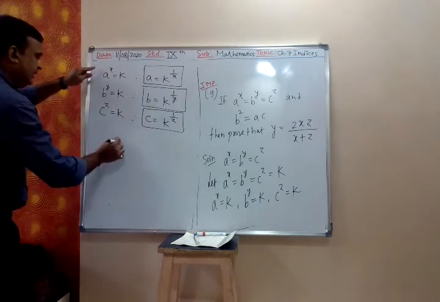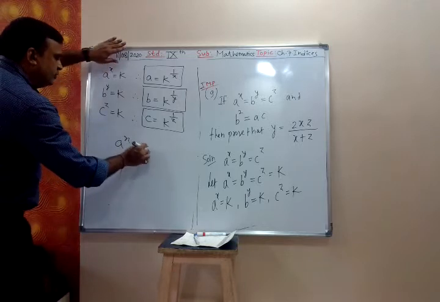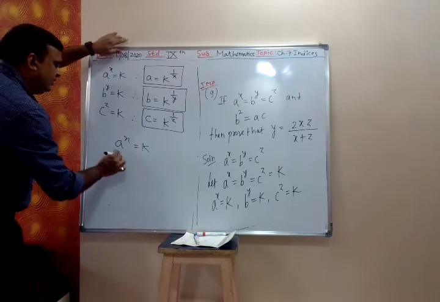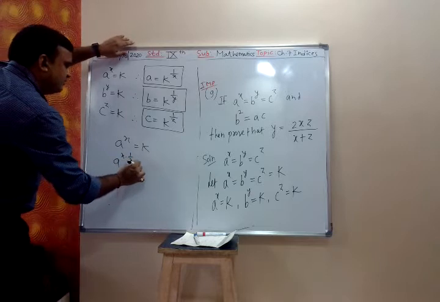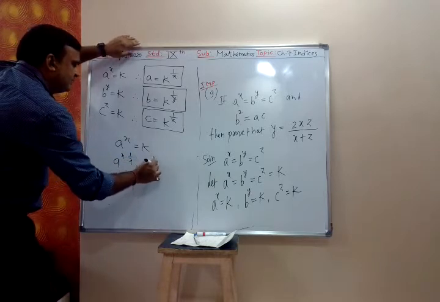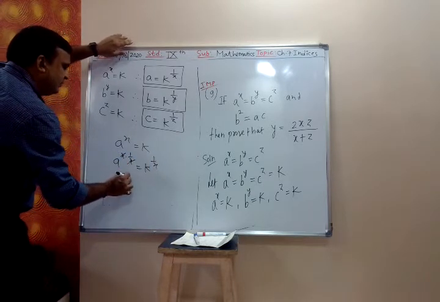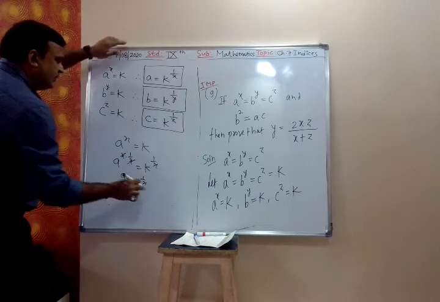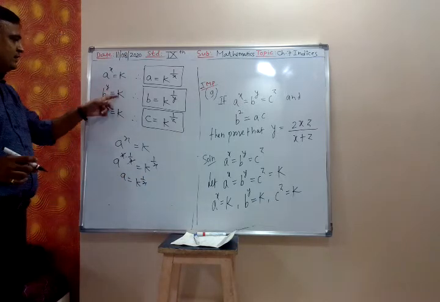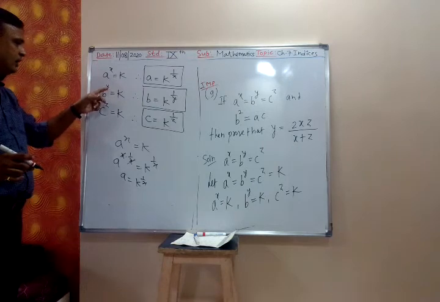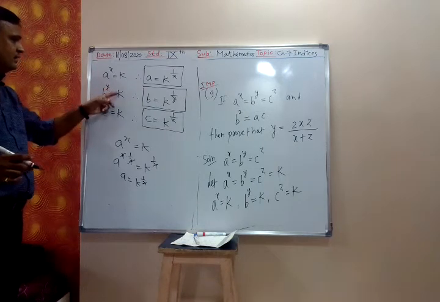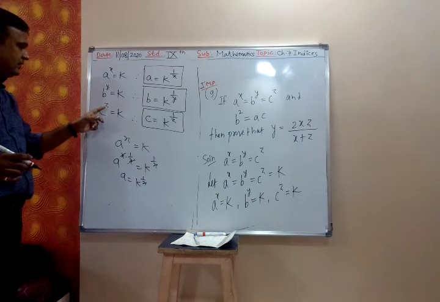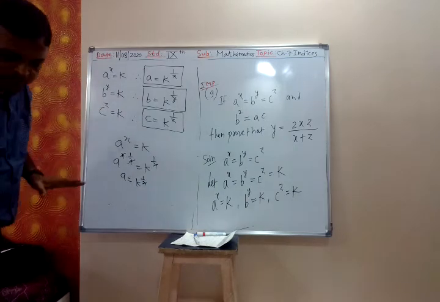See, a raised to x is k, no? So taking 1 by x power, a into x into 1 by x is equal to k into power 1 by x. X gets cancelled. What is left? A is equal to k raised to 1 by x. Similarly, b raised to y is k. Taking 1 by y power, y gets cancelled. Similarly, taking 1 by z power. Are you getting?